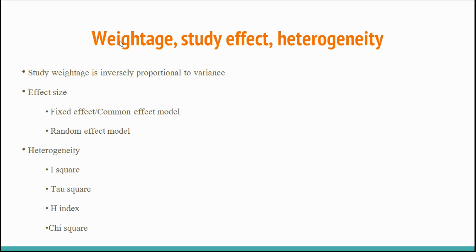And in the case of the fixed effect model, the weightage is usually provided equally to all the studies. There is no major deviation in the weightage given to the studies. Now, how the weightage is provided: it is inversely proportional to variance. Means the lower the variance of the study, the higher the weightage given to that study.